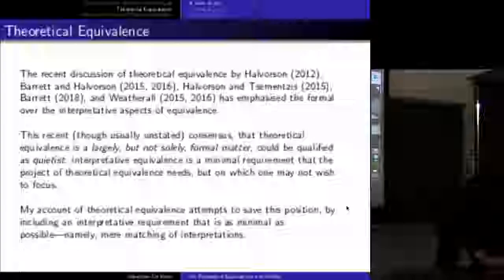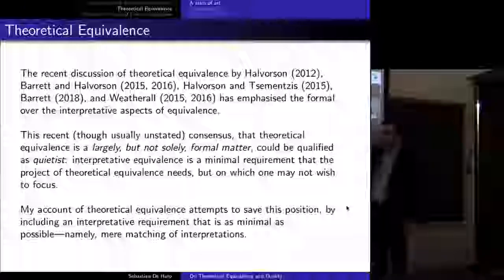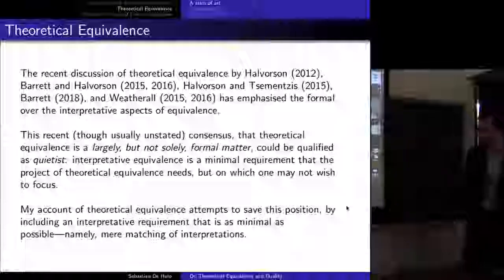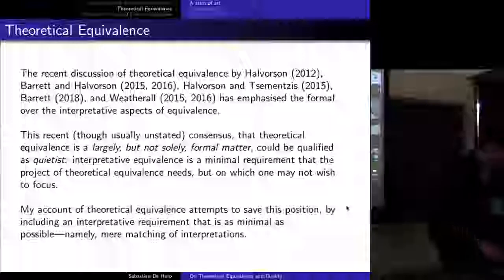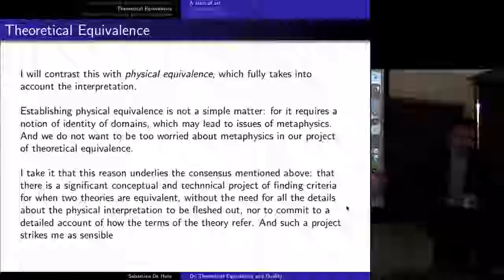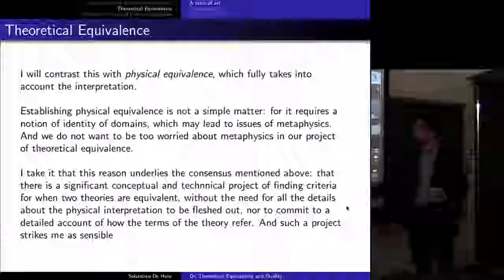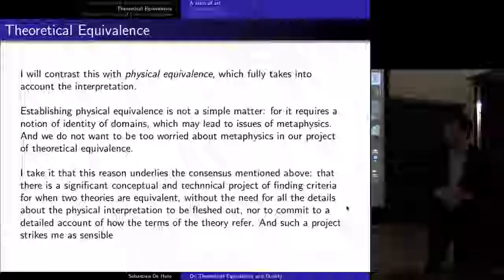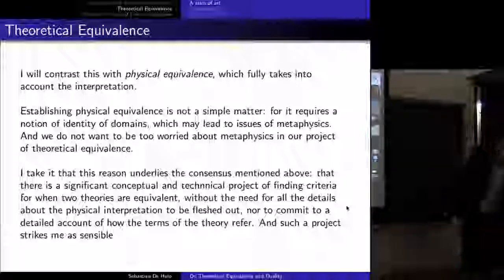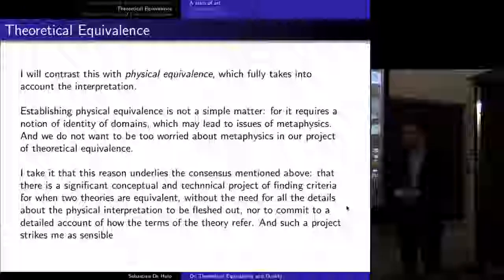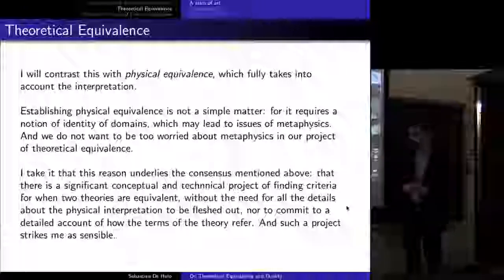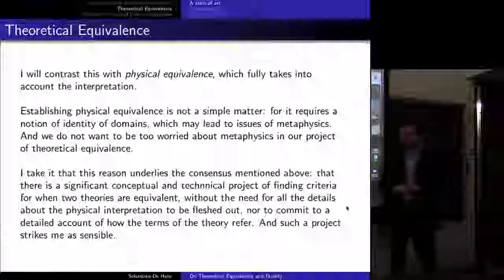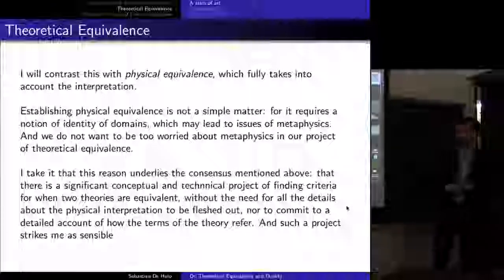Okay. So that's my project of theoretical equivalence. I follow these authors in thinking that it's a largely formal matter with a minimal interpretative requirement. Now, I will contrast this with what I call physical equivalence, which is the notion that fully takes into account the interpretation. Establishing physical equivalence, I will argue, is not a simple matter, because it requires a notion of identity of domains, which may lead us into issues of metaphysics. And so I think the idea behind what these authors are doing is that we don't want to be too worried about metaphysics while we're doing our project of theoretical equivalence.